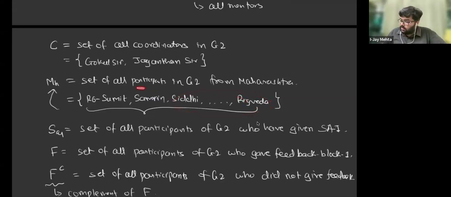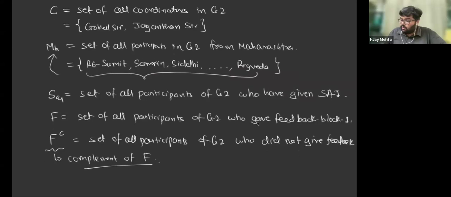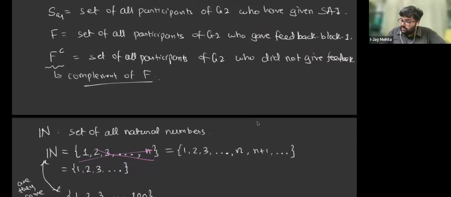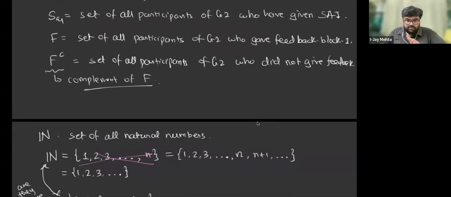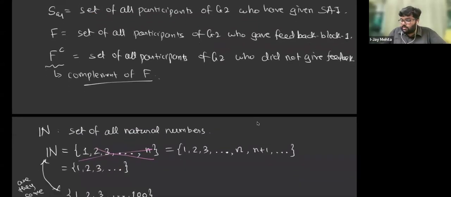So it's a very big set. Then I have to list all the 15 people from Maharashtra, those who are there. Otherwise, I don't know if I have missed any or if I have included some elements which are not in the set. Here also it's a big set, self-assessment. Many of you give self-assessment. We cannot list them easily.